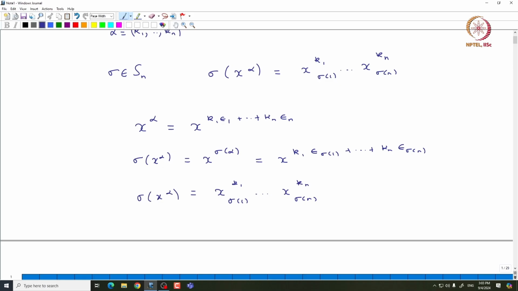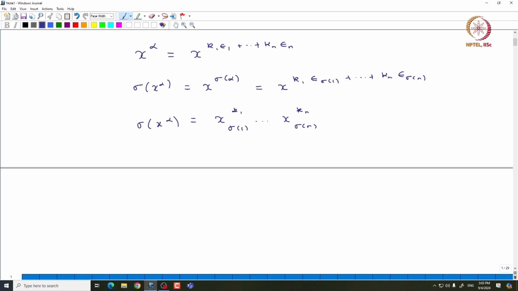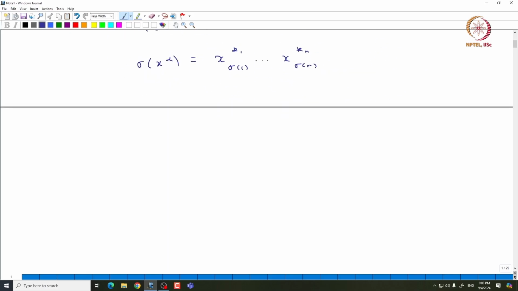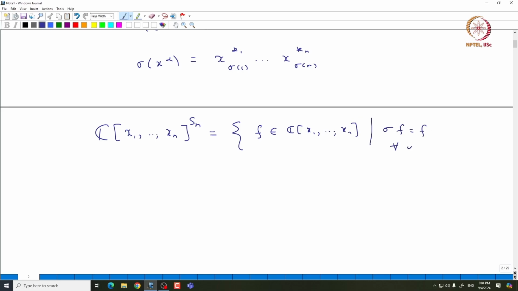Now, you extend this linearly to all the polynomials in C bracket x1 comma etcetera xn. Now we can define the symmetric polynomials to be the polynomials that are invariant under this action of Sn. You take this polynomial algebra and look at the fixed point elements under this action of Sn. That is given by those f inside C bracket x1 etcetera xn such that when you permute the variables, you still get f itself. So, sigma f is exactly f for all sigma in Sn.